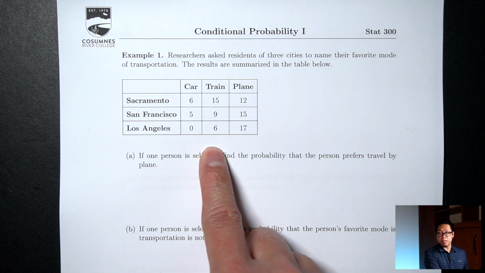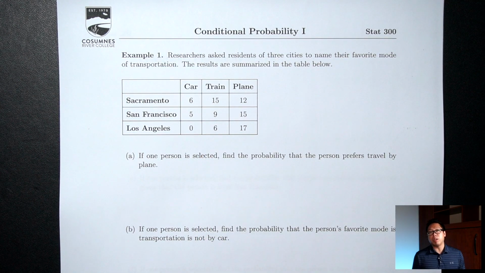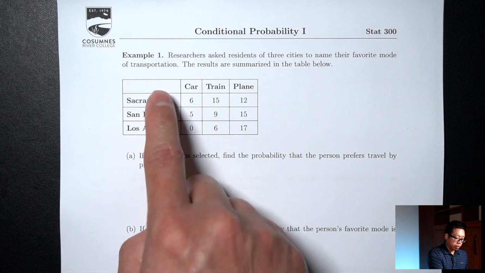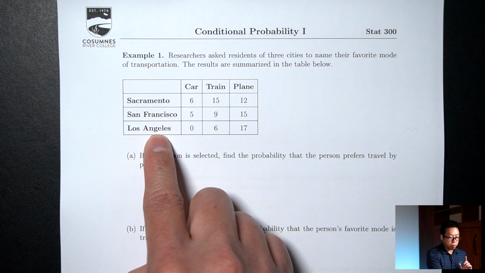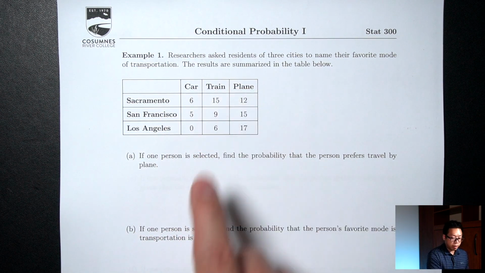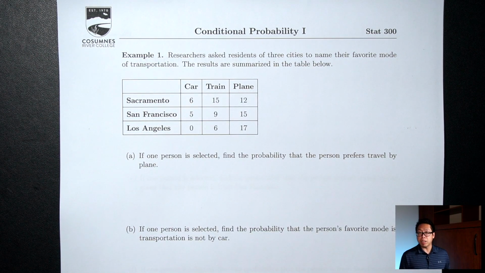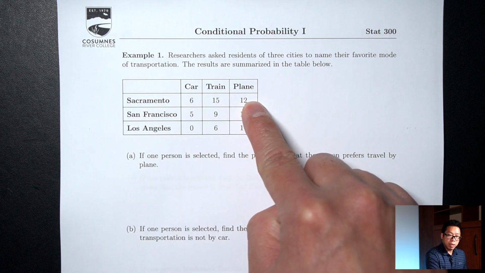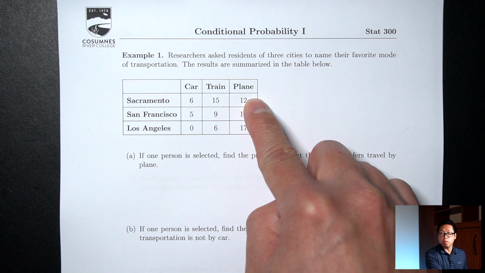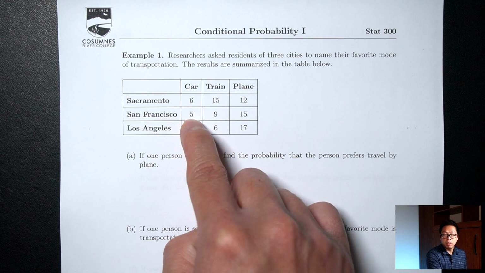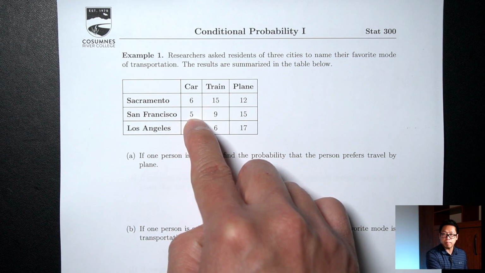What we have here is called a contingency table, or a two-way table, and it's usually used in situations where we're collecting two pieces of data, and most of the time it's two pieces of qualitative data. Here, we're asking people, what city do you live in? Sacramento, San Francisco, Los Angeles. And then we're also asking people, what's your favorite mode of transportation? Car, train, plane. The numbers here are frequencies. They're counting how many people. For instance, this 12 means that there are 12 people who are from Sacramento, and at the same time, they said plane was their favorite mode of transportation. This 5 means that there's 5 people from San Francisco who said car was their favorite mode of transportation.